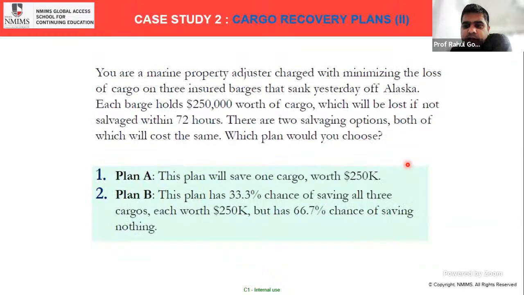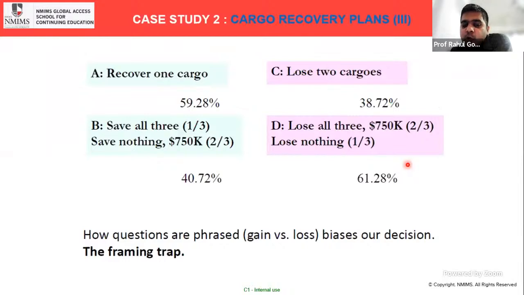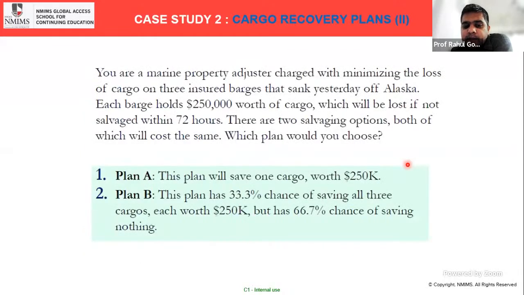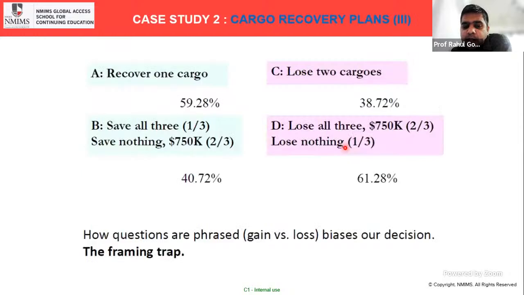When that survey was done, this was what they found. In plan A and plan B, it was all about saving. Everywhere the word saving was used, a gain: that you will gain one cargo, or here you will gain all three cargoes. Here almost 60% of the people went ahead with option A to recover one cargo. Save all three or save nothing, about 40%.